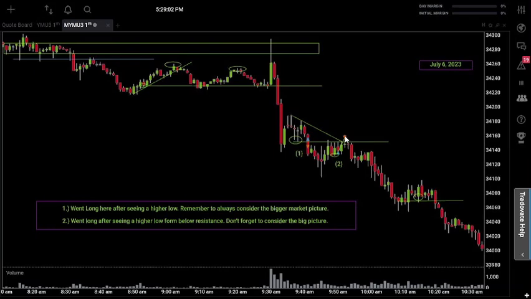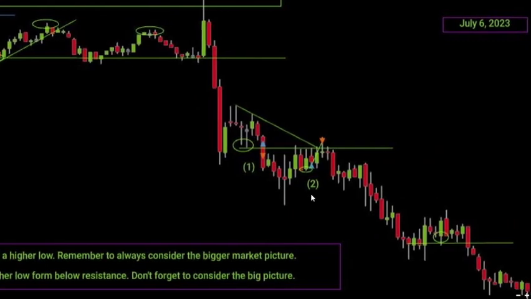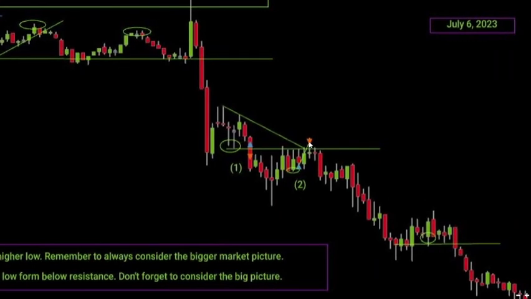Now, trade 2, let's read the notes really quick. I went long after seeing a higher low form below resistance, but don't forget to consider the bigger picture, just like I was talking about in trade 1, because yes, I did see my higher low. I did take my trade and it did work, but look at where my trade actually was. Look at where my take profit was. I think my take profit was around 58 and the high for this candle was 61.